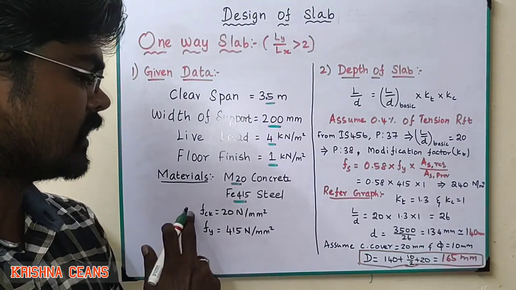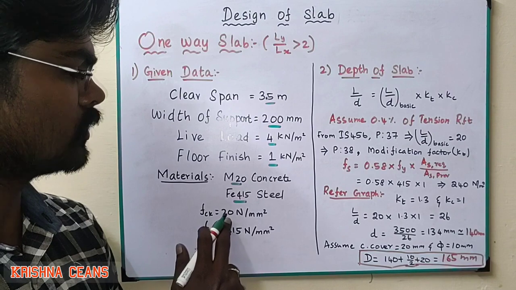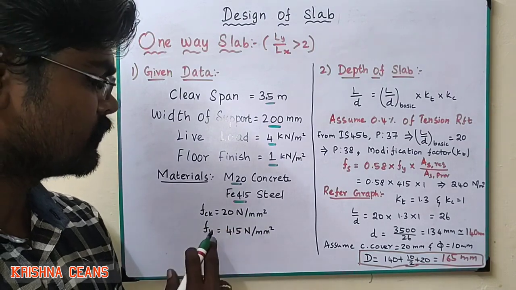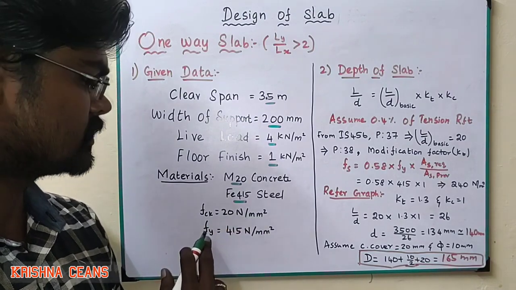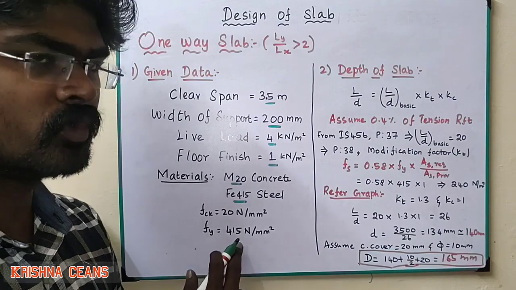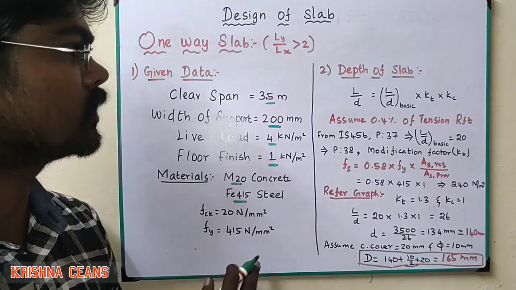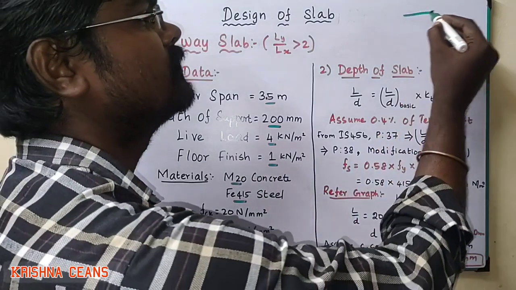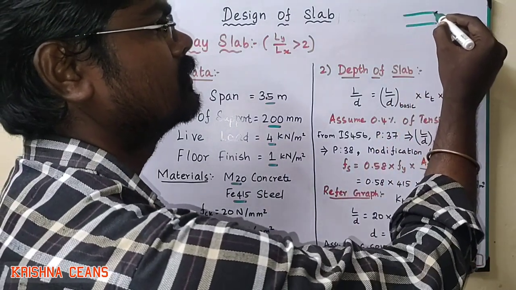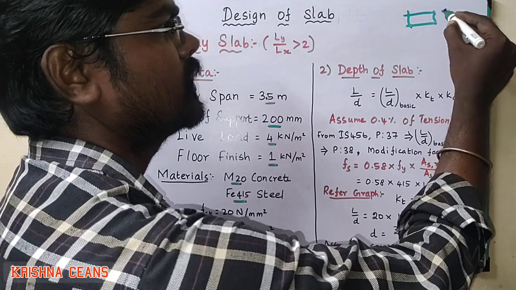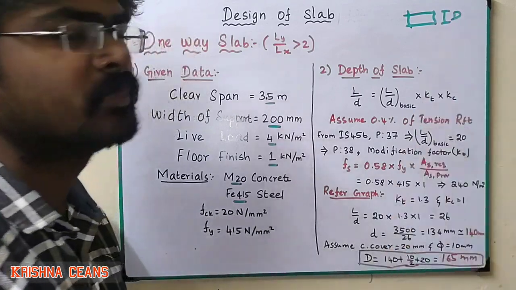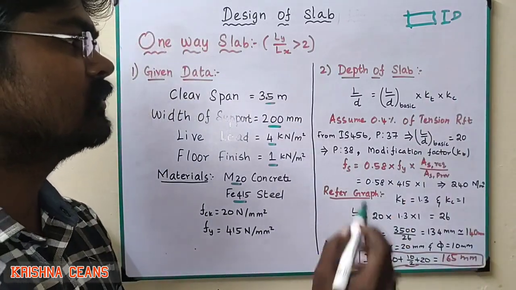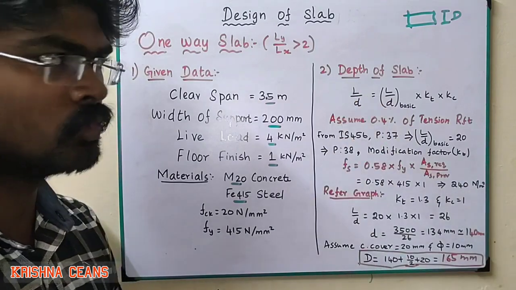So characteristic compressive strength fck equal to 20 Newton per mm square. The tensile stress fy is equal to 415 Newton per mm square. So first we have to find the depth of the slab. So this is the slab, and we have to find the depth of the slab. For that we have to go for the L by D ratio.